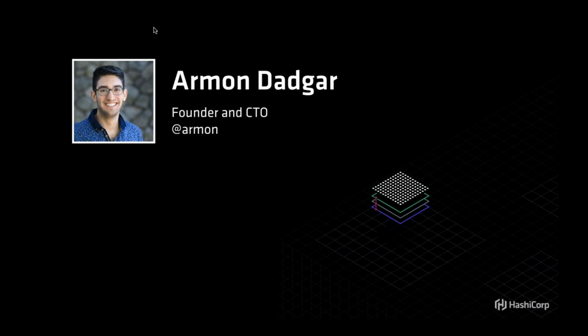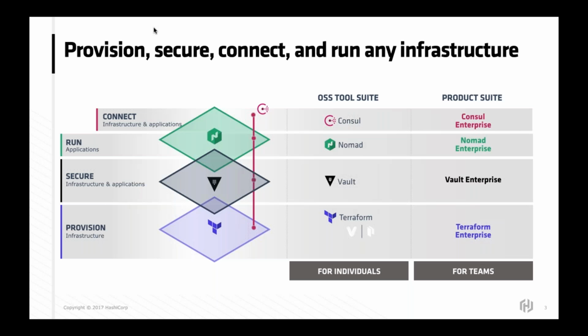So for a little bit of context, my name's Armon Dadgar. I'm one of the founders and CTO of HashiCorp. I'm going to take a wild guess that most of the folks on the webinar are relatively familiar with HashiCorp, but for those who aren't, we make a suite of products looking at provisioning, securing, connecting, and running applications. And so thinking about the different challenges in application delivery and decomposing it into these 4 pieces.